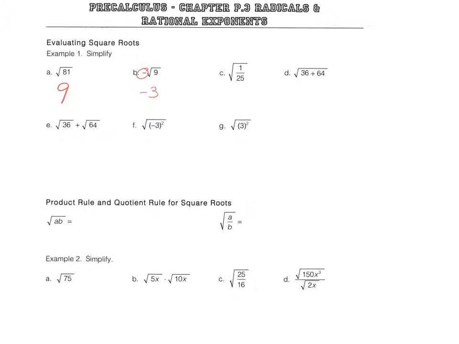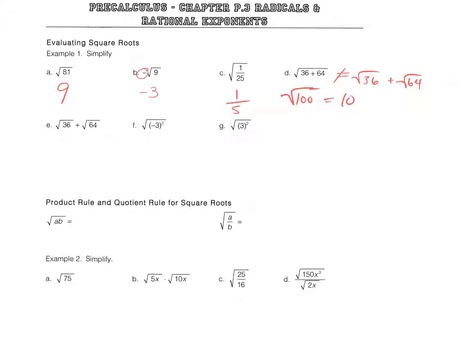For C, the square root of 1 over 25, so the square root of 1 is 1, and the square root of 25 is 5, so our answer is 1/5. In D, it's important to note that the square root of the quantity 36 plus 64 does not equal the square root of 36 plus the square root of 64. In this case, we have to treat what's under the radical as if it's in parentheses. So this is really the square root of 100, which is 10.